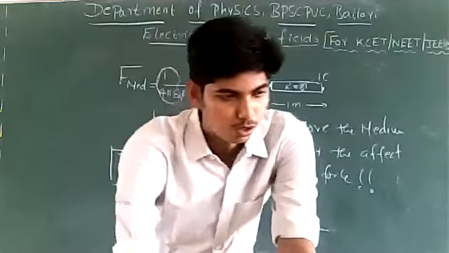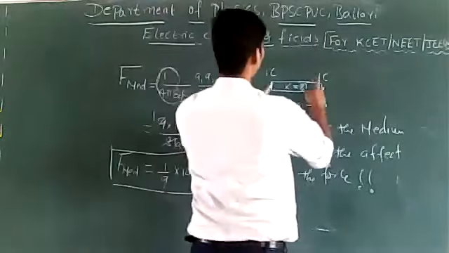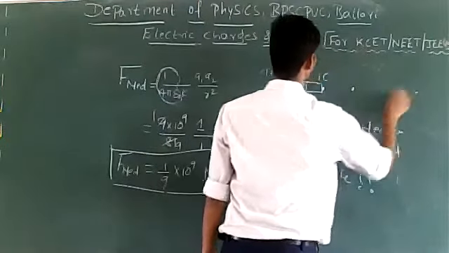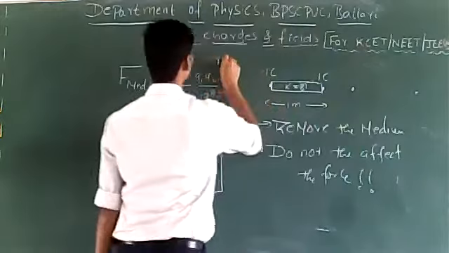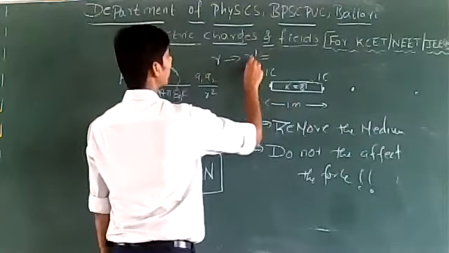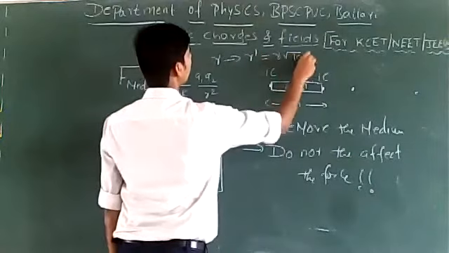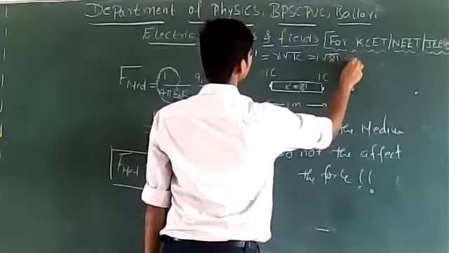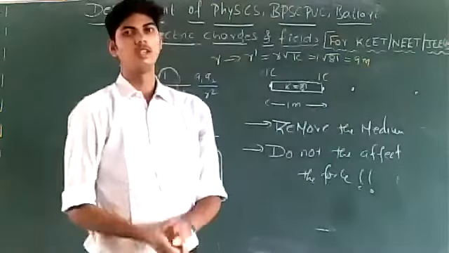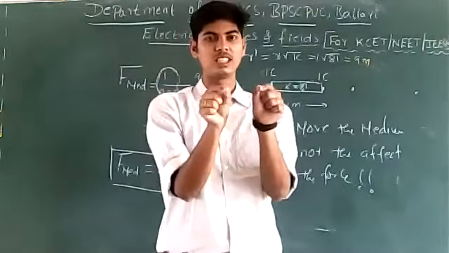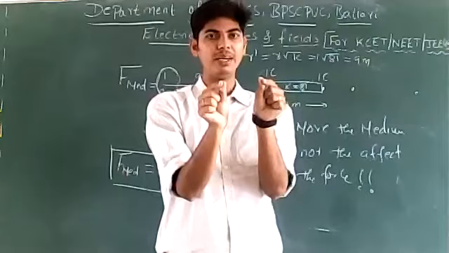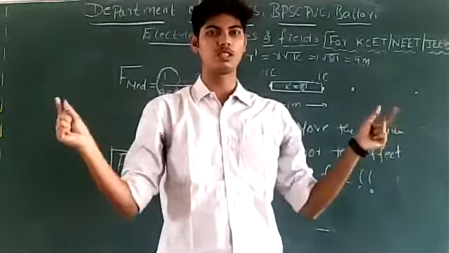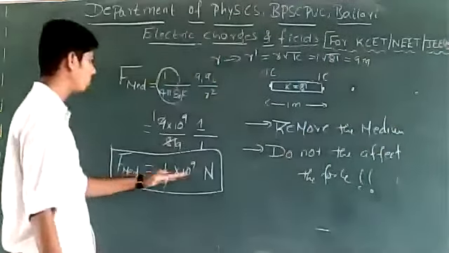Very good. So I have told you, if you remove the medium, you are supposed to increase the distance between the two charges from R to R dash. And you know what R dash is equal to? R dash is equal to R root K. Here R is 1 and K is 81. Root 81 is 9 meter. So after you remove the medium, you increase the distance between the two charges from 1 meter to 9 meter. Increase the distance, and the force between the two charges is going to remain the same.